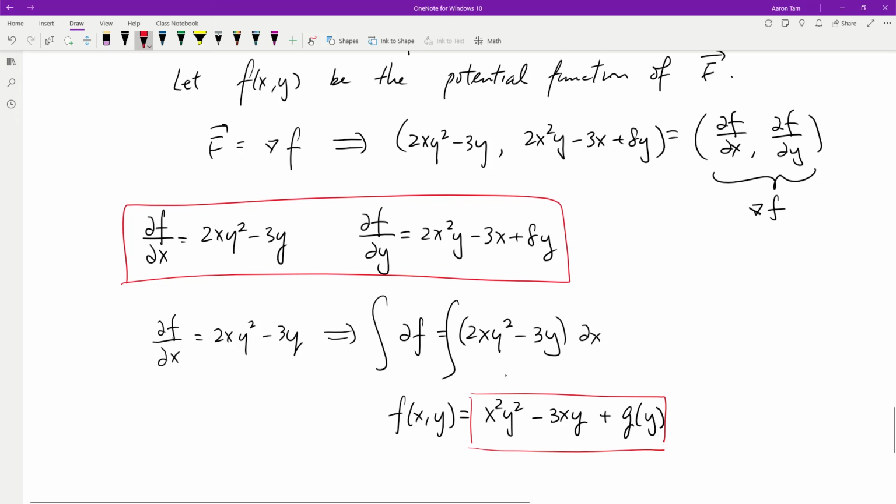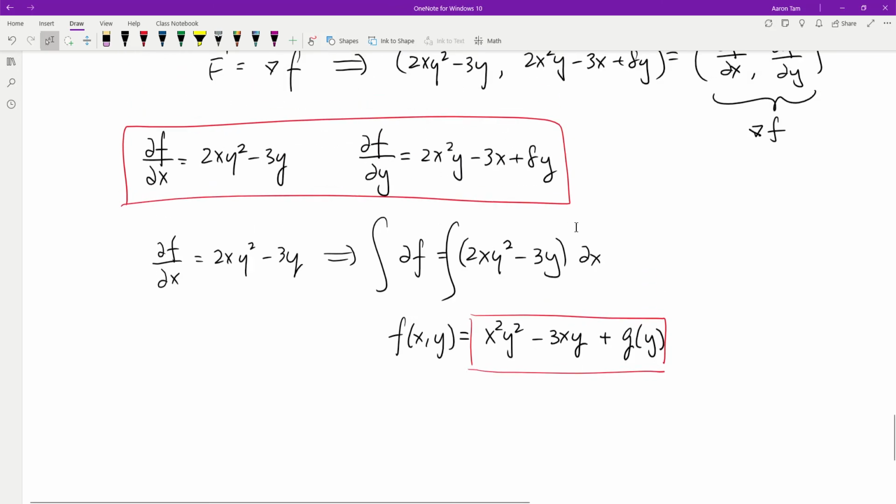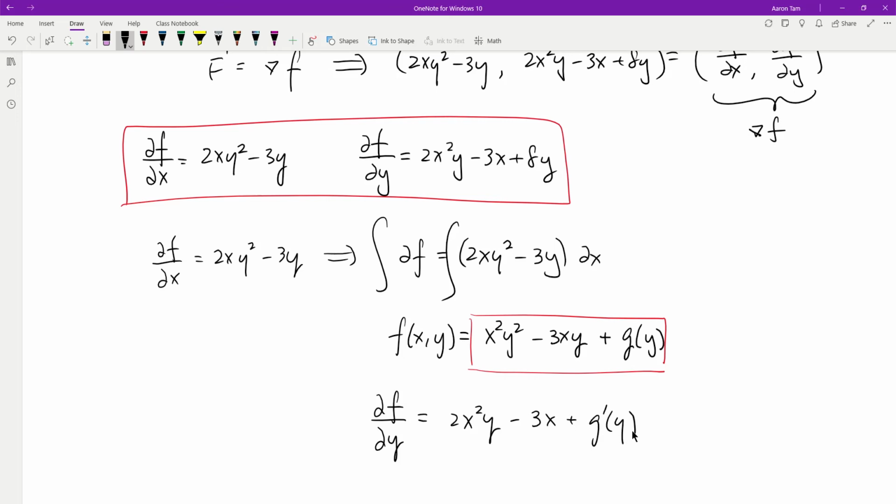Now comes the next part. The next part is to figure out what g of y is. To do that, we're going to make use of df over dy. Instead of integrating again, what I'm going to do is take the derivative of this function. And when I do that, I get 2x squared y minus 3x plus g prime of y. And we know that that is what f2 is, so that should equal 2x squared y minus 3x plus 8y.